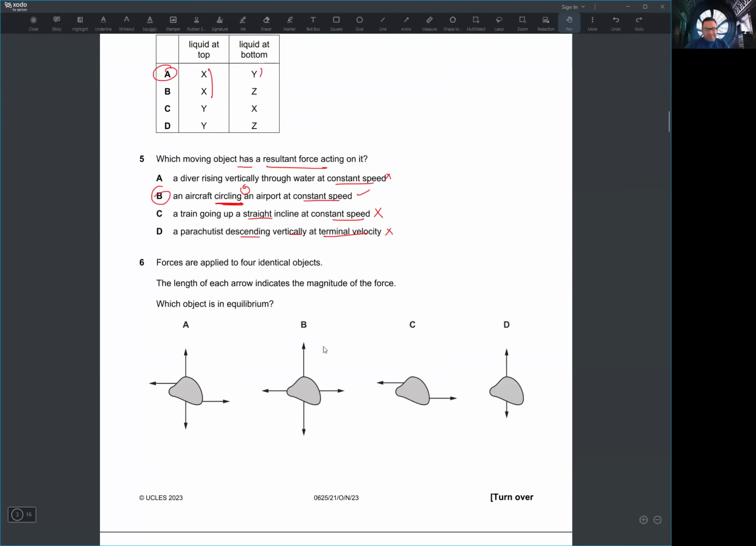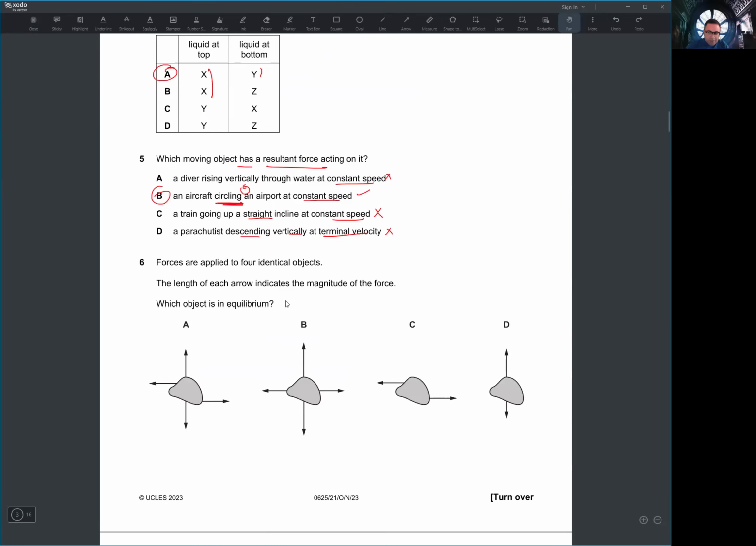The forces are applied to four identical objects. The length of each arrow indicates the magnitude of the force. Which object is in equilibrium? Equilibrium means resultant force is zero. And I see all of the arrows are the same length anyway. Resultant moment is zero.